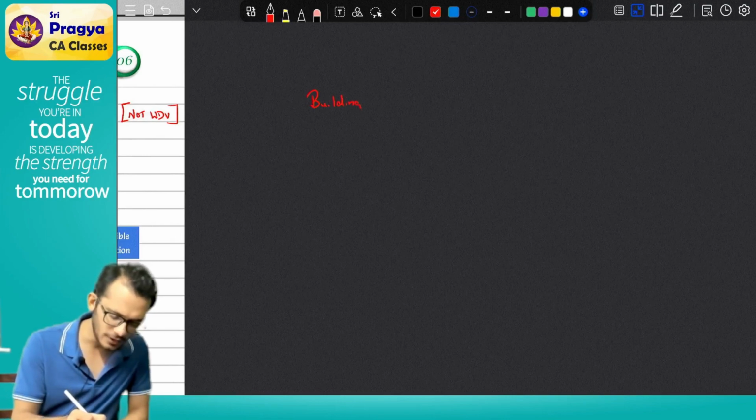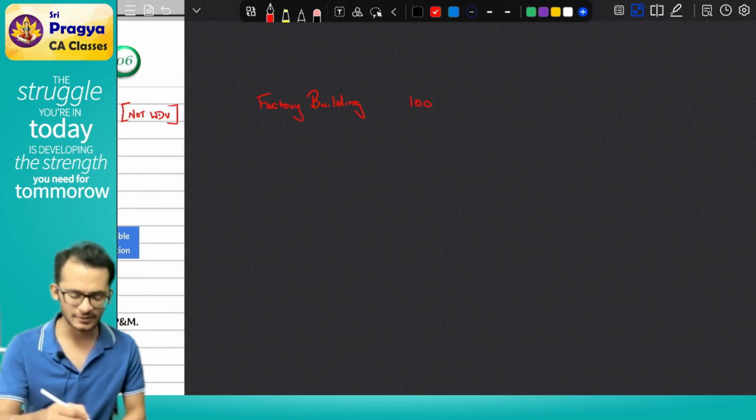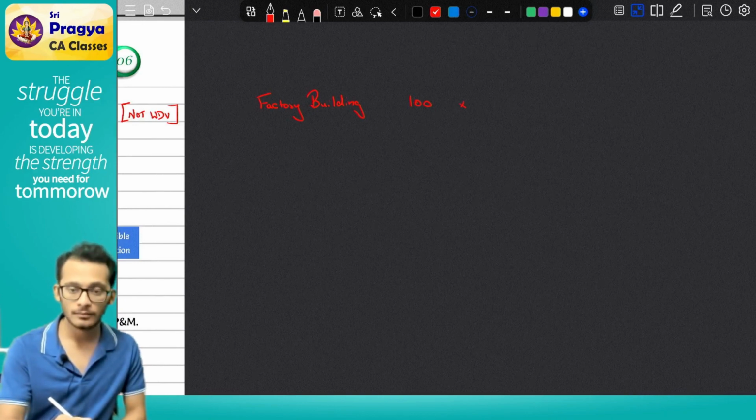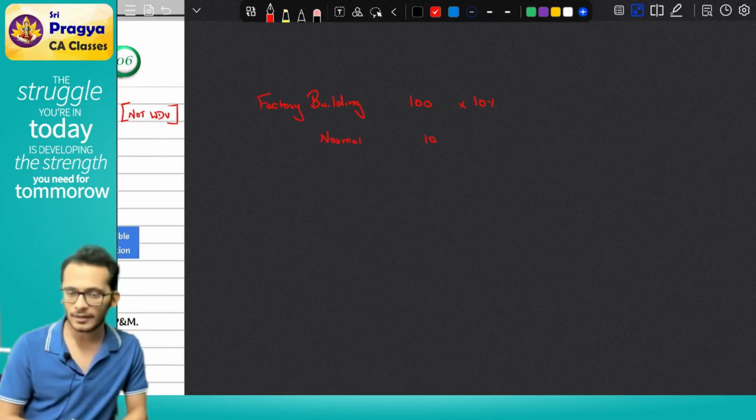In the current year I have bought a building. This is a factory building. I bought this for 100. Our depreciation rate is 10%. So I bought this building in the current year, and I will get a normal depreciation of 10.